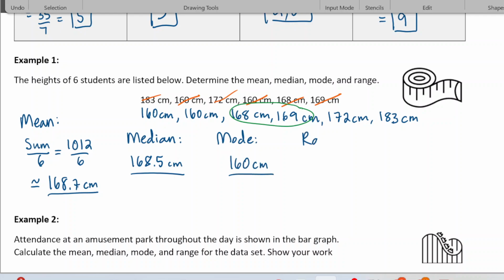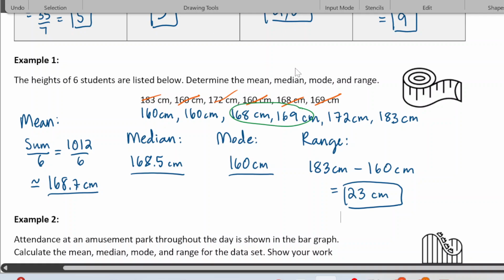Okay, and the range measures the difference between the biggest and the smallest. So it'd be 183 minus 160. So there's 23 centimeters difference between the biggest height and the smallest height.